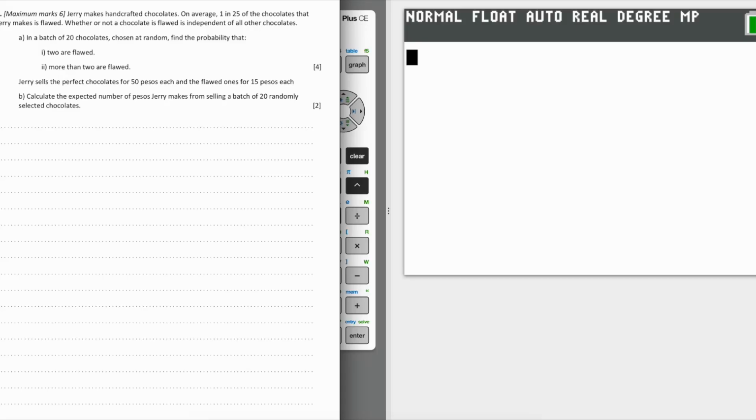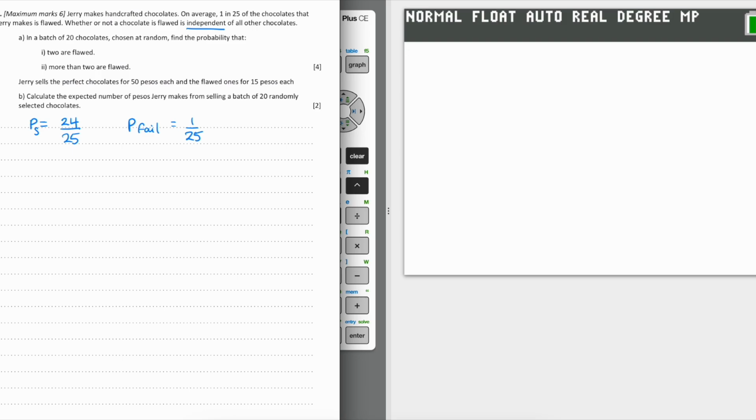The question is using the binomial distribution. And we can see that because we have the probability of success and a probability of fail. So we're going to write those down first of all. The probability of a successful chocolate is 24 out of 25. And the probability of a fail, let's call this one success, is equal to 1 out of 25. And they're always independent. So we can see there that that is a binomial distribution.